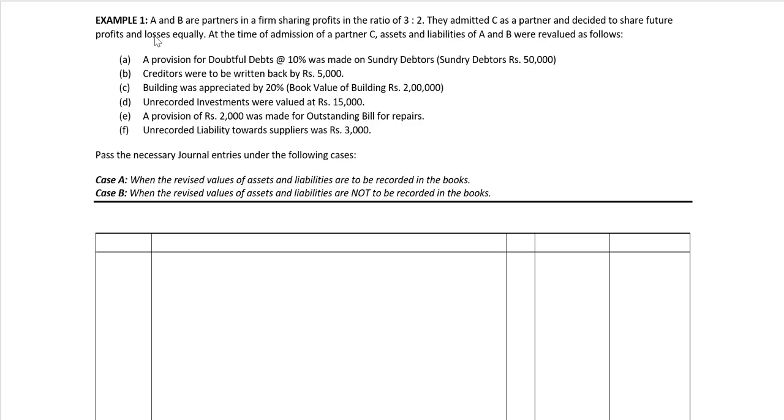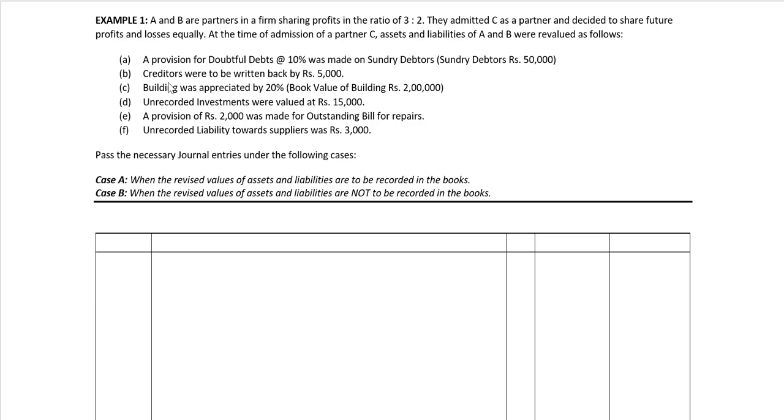Example 1. A and B are partners in a firm, sharing profits in the ratio of 3:2. They admitted C as a partner and decided to share future profits and losses equally. At the time of admission of a partner C, assets and liabilities of A and B were revalued as follows. A. A provision for doubtful debts at 10% was made on sundry debtors. Sundry debtors figure in the balance sheet is rupees 50,000.